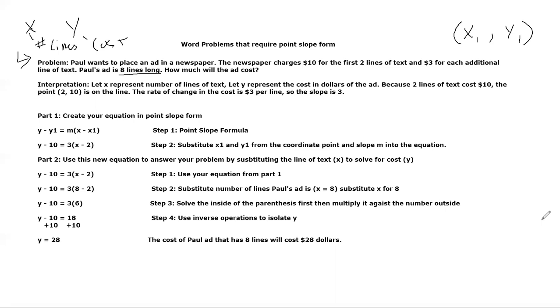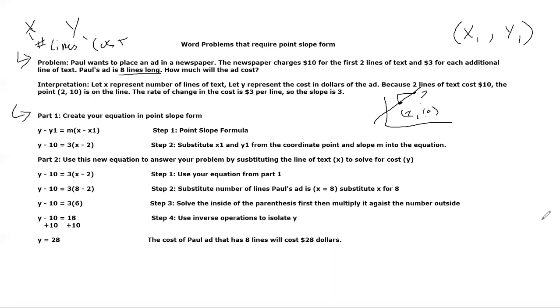Okay, so let's set this up. The point (2, 10). We know that because 2 lines of text is going to cost $10. If we were to graph this, (2, 10) would be somewhere right here, let's just pretend on a line. And the rate of change costs $3 per line. We're trying to figure out what the next line would be, or the line below it, or all the dots on this imaginary line. That's really what we're trying to do here. Okay, so how do we do that?